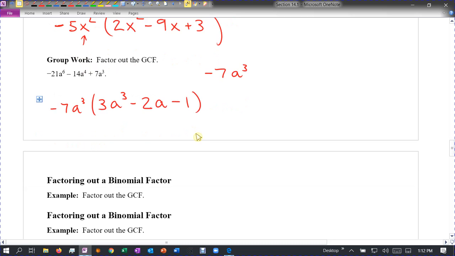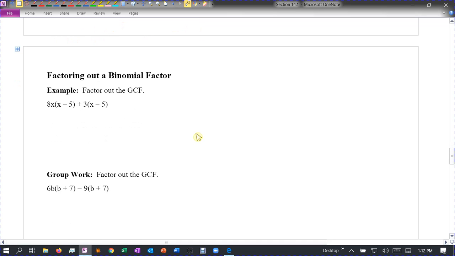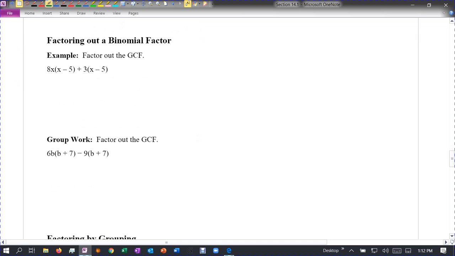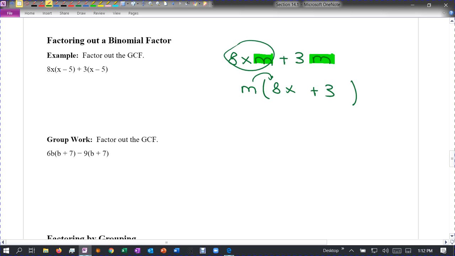Okay, moving on. This part's a little tricky, all right? So I'm going to try and illustrate this a different way. If I wrote 8xm plus 3m, I think that everyone would agree that these both have an m in common. And so what you could do is you could say a common factor is m, then set a parentheses, and then inside here you do 8x plus 3, just like we did before. If you multiply this through, you get back the first piece, multiply it through here, you get back the second piece. So there's an m in both, so that m gets factored out in front.